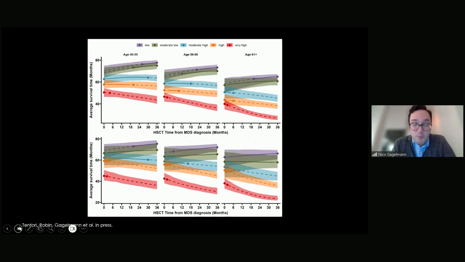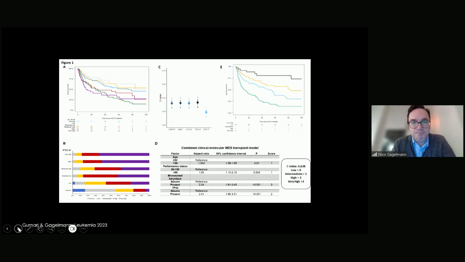I don't know whether this is really the more rational reality in the US, but in Europe, if we talk about early transplant, we usually talk about 3 months, not even saying some patients 2 months. So clearly, patients benefit from early transplantation when they have very high risk or high risk IPSSM.